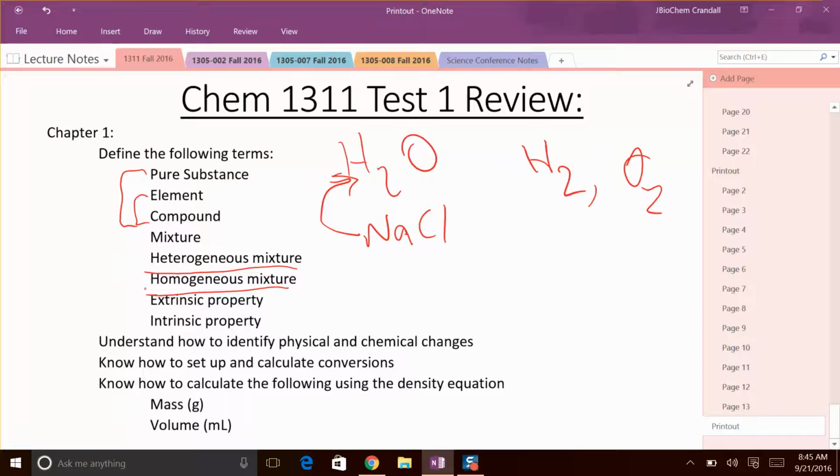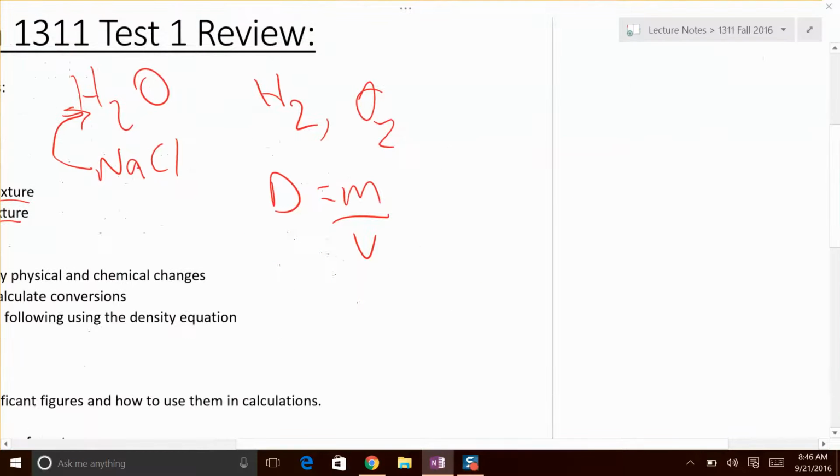Extrinsic and intrinsic properties. It's in the name. Intrinsic means independent of the amount. So density is the mass per the volume. Density is an intrinsic property because it doesn't matter if I have a big cup of water or a little cup of water. The density of the water is the same. Density doesn't change with mass. However, which one of these cups is heavier? This one, because it has more mass.